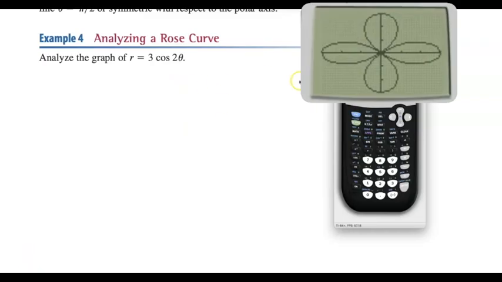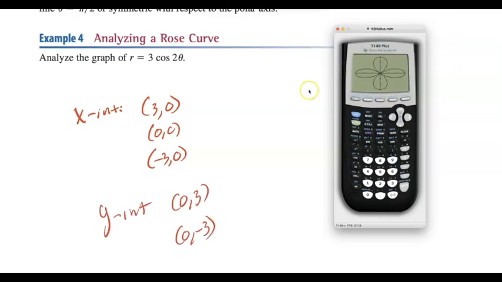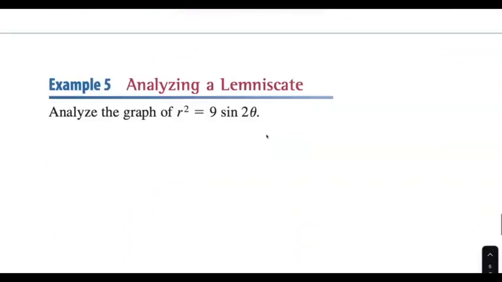If I wanted things like the x-intercepts, that would be here, 3, 0. That would be 0, 0. And -3, 0. This is in rectangular. If I wanted it in polar, it would be pi. There's lots of choices, but pi and 3, 0 and 3, and so on. If you want the y-intercepts based on rectangular, you'd go 0, 3, and then 0, -3. That's what that one looks like. It's a rose curve. Now let's look at a lemniscate.